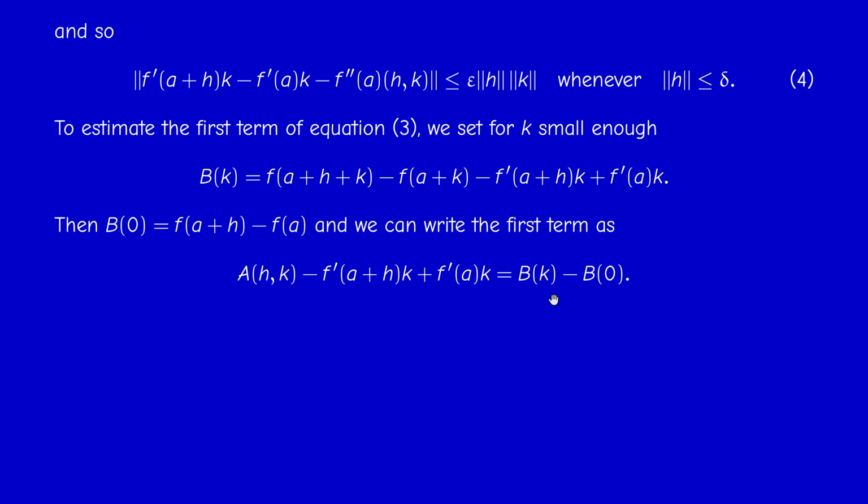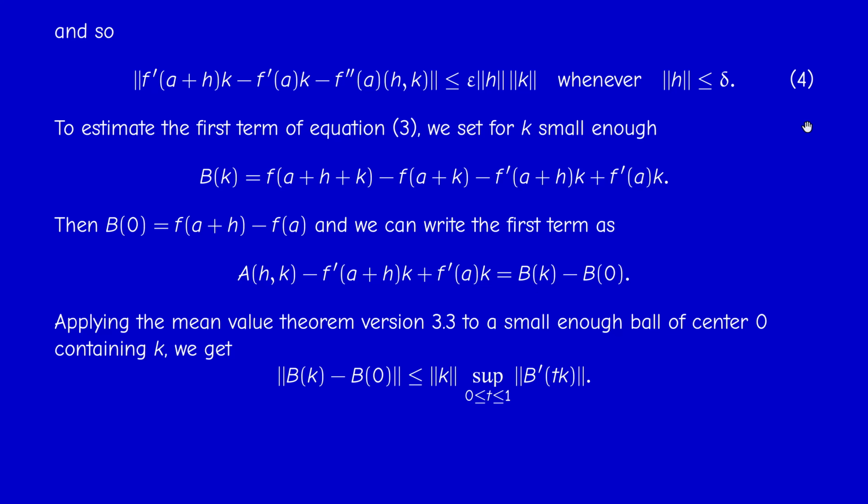Why did I write it in this way? Because, as you guess now, I will use the mean value theorem inequality. So the norm of b of k minus b of 0, for k small enough so that a plus k belongs to u, is less than norm of k times the maximum of the norm of b prime, the derivative, on the straight line segment joining 0 to k. So I need to estimate this term.